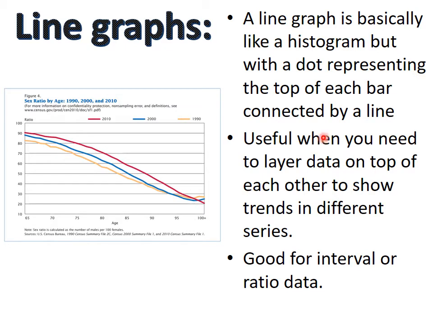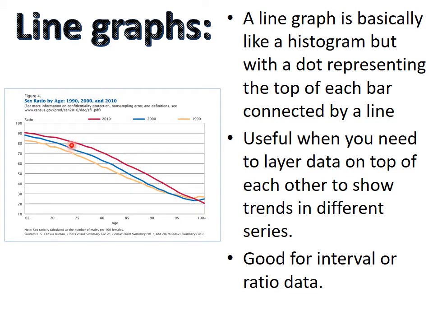Line graphs: you won't be asked to draw histograms or line graphs, but a line graph is basically like a histogram, but instead of drawing bars, you just put dots at the top of where each bar would go. This is particularly useful if the bars would be too close together, and you join them up with a line. But effectively, it's showing the same sort of information.